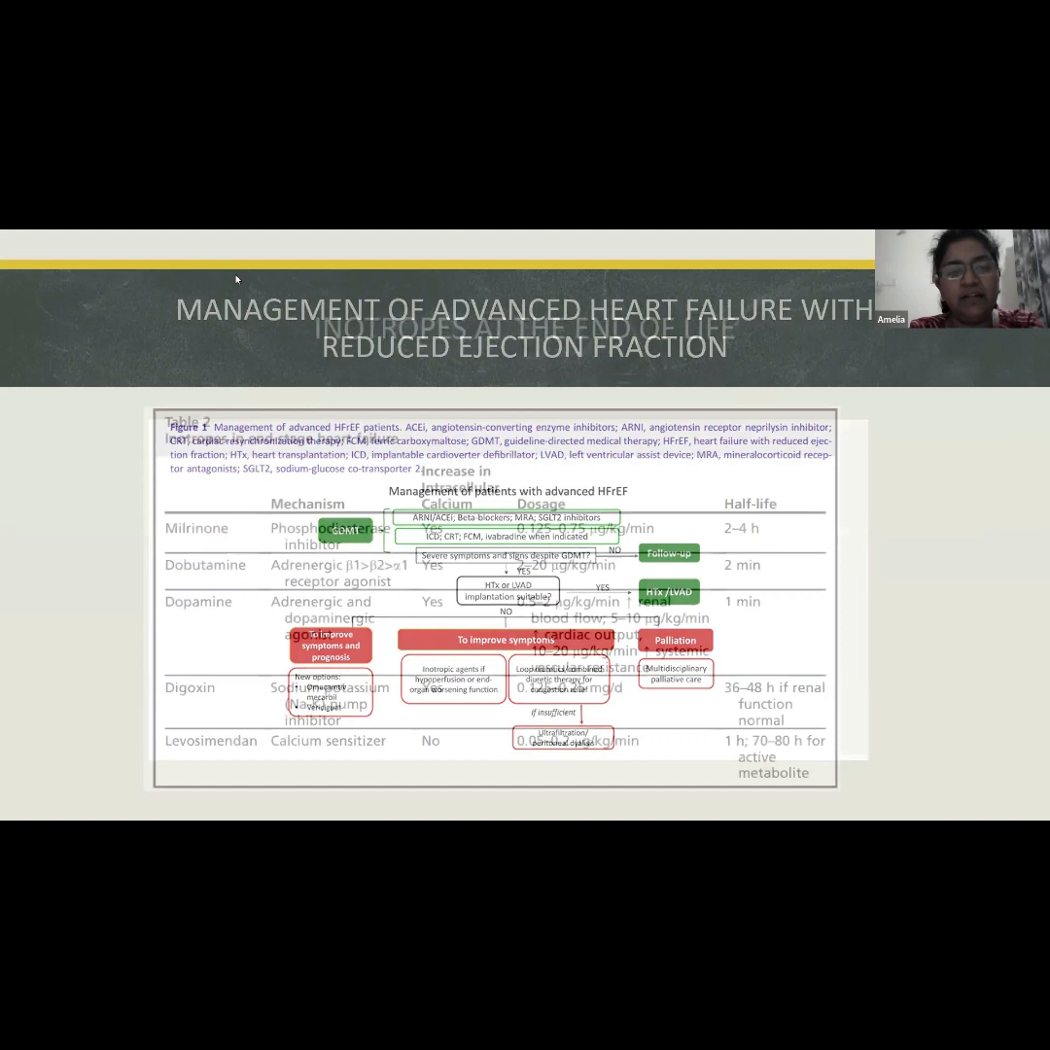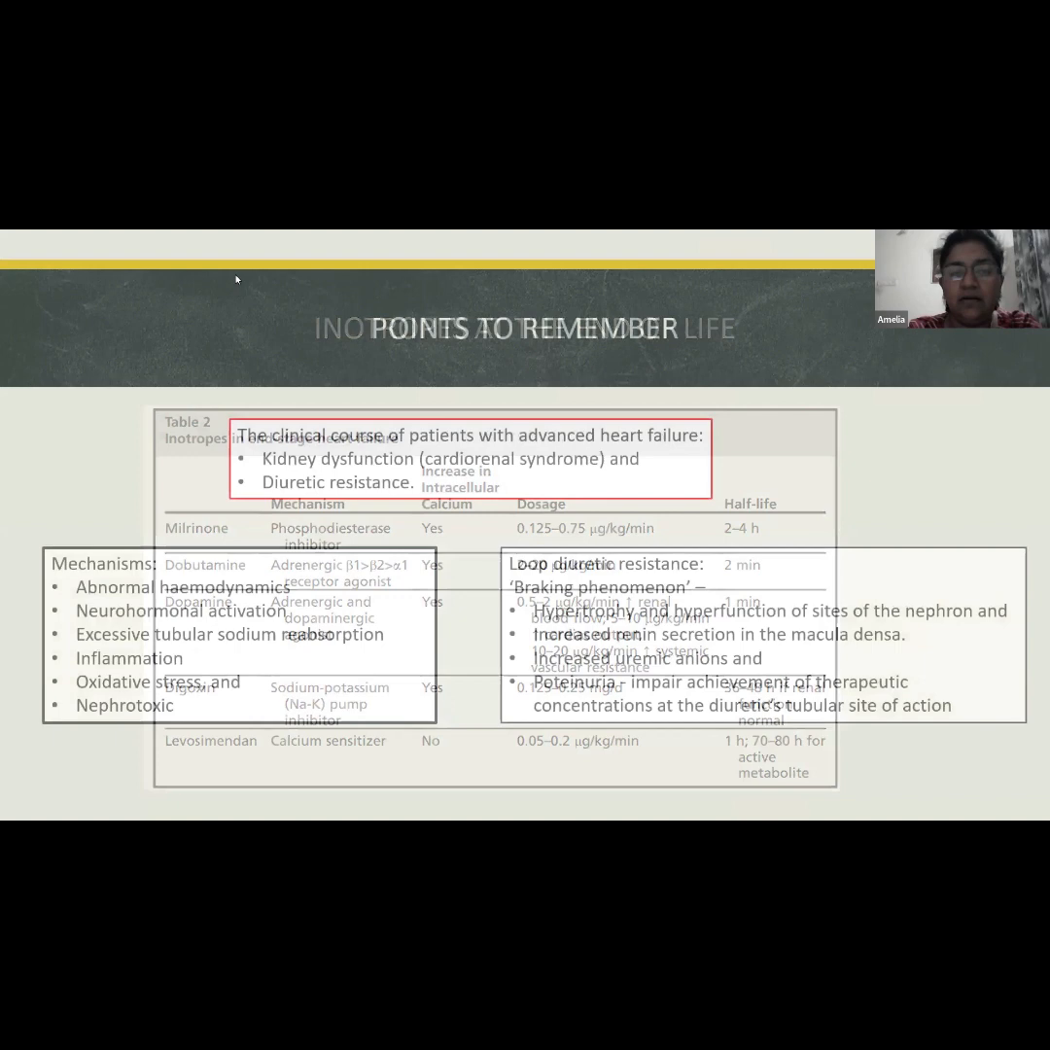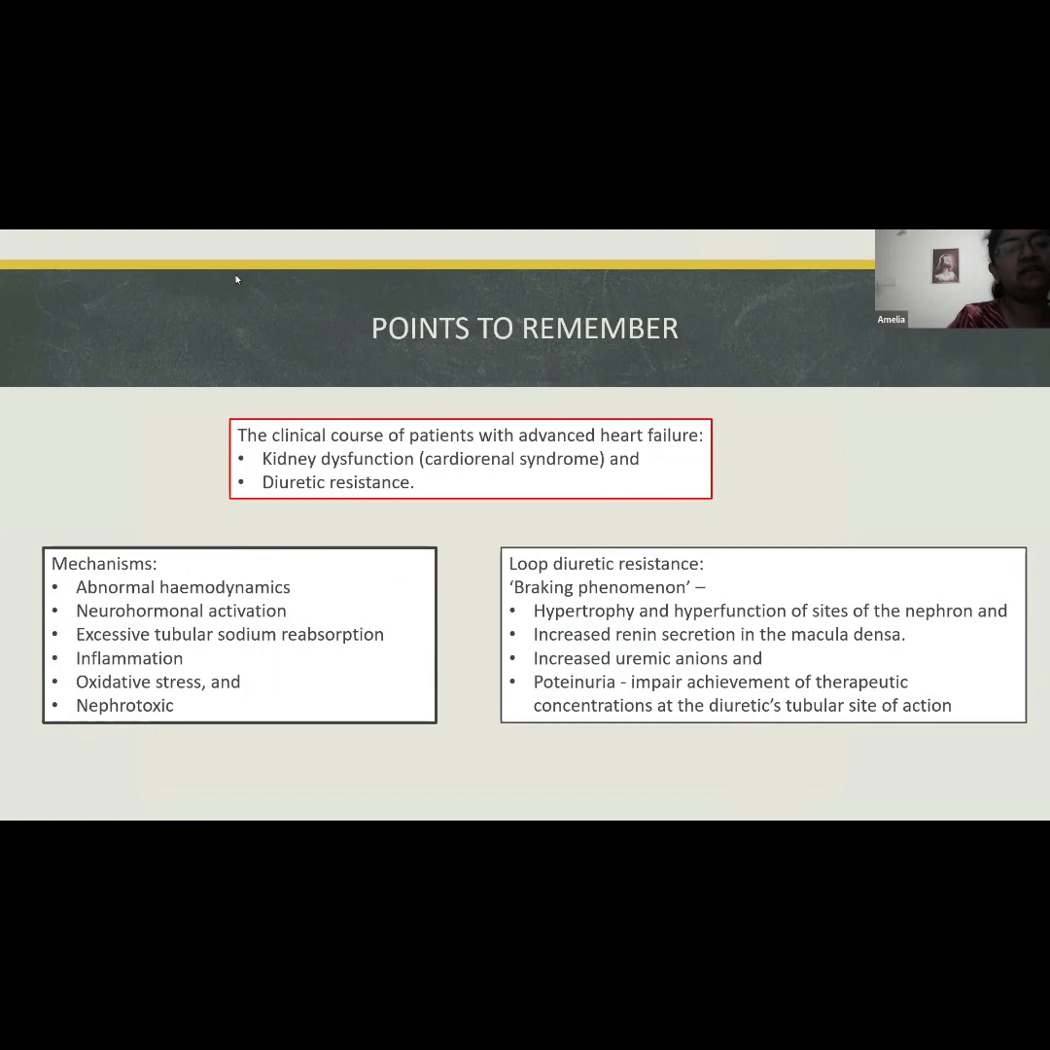This is a list of inotropes that are used in end-stage heart failure. You're familiar with quite a few of them. Each comes with its positives and its negatives. And the use of this is something that we as palliative physicians would have to talk with our cardiology colleagues to help understand.